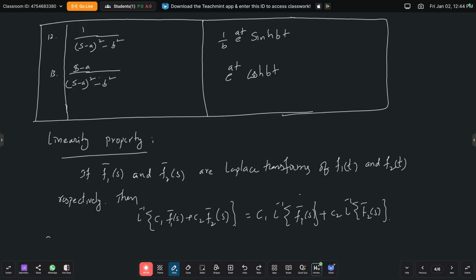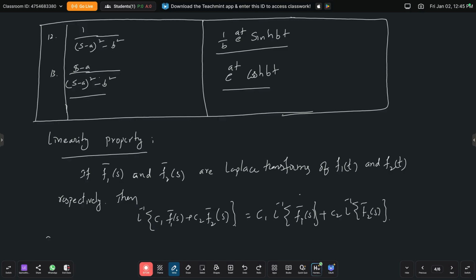Next, 1 by s minus a whole square minus b square. You remember, if you have a plus, you take sin at or cos at. If you have a minus, you take sinh at or cosh at. So 1 by s minus a whole square minus b square, what am I writing here? 1 by b e power at sinh bt. Next, s minus a by s minus a whole square minus b square equals e power at cosh bt.